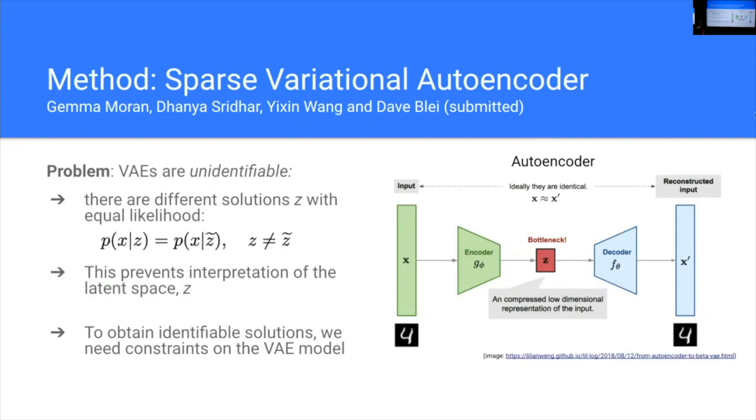Hey everyone, my name is Gemma Moran. I'm a postdoc in the Data Science Institute at Columbia, working with Dave Blei. So I'll be very brief, but I'd just like to talk about a new method called the sparse variational autoencoder.